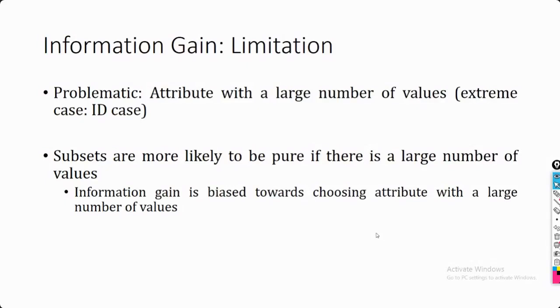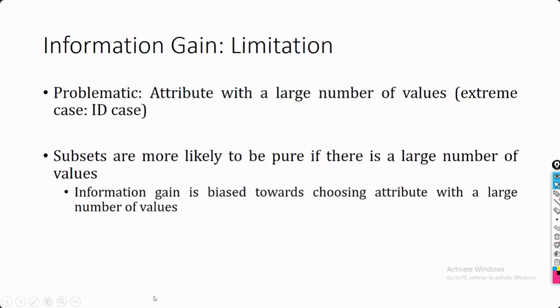Okay, so the problem with information gain is this: if the attribute is having a large number of values, it is going to prefer that attribute. But sometimes it is not going to give the best result. This is the problem we are having with information gain.